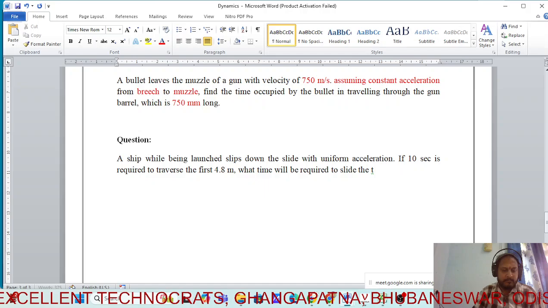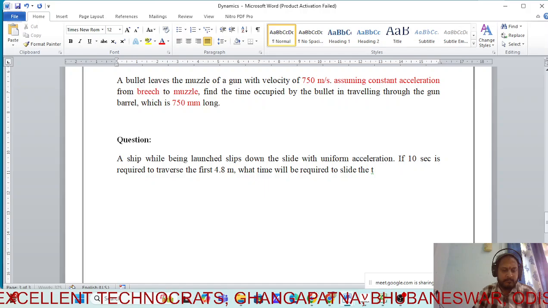Can anyone read the question? A ship while being launched slides down the slip with uniform acceleration. If 10 seconds is required to traverse the first 4.8 meter, what time will be required to slide the total distance of 120 meter? With what velocity will the ship strike the water?